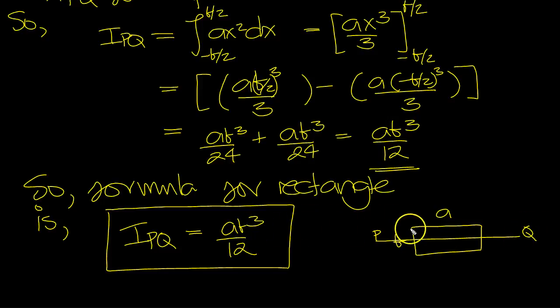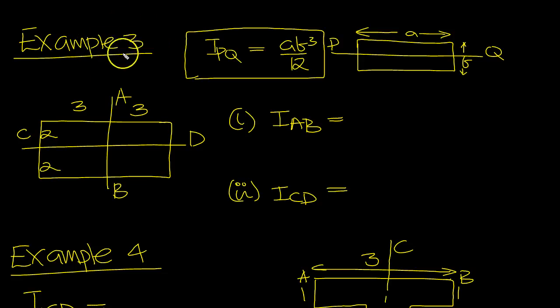And that's a rectangle of length A parallel to the axis PQ and other side length B. It's AB cubed over 12. Let's turn our attention now to examples 3 and 4. Here's our general formula for a rectangular strip.